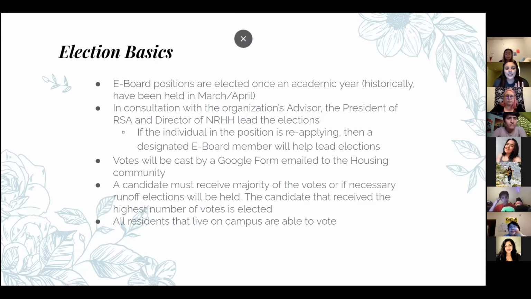The voting will be cast by a Google form. That Google form is going to be emailed out to all of our current residents in housing. A candidate must receive a majority of the votes in order to become an e-board member for next year, or a runoff election might be held if necessary. And like I said, all residents that currently live on campus with us are eligible to vote on the Google form.